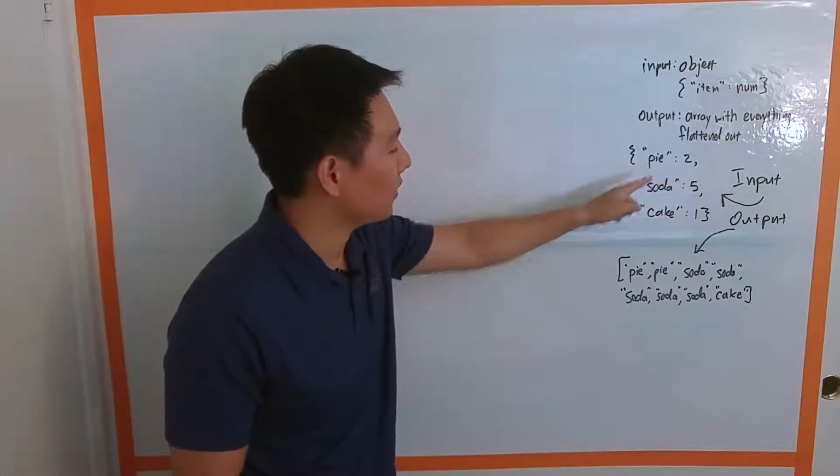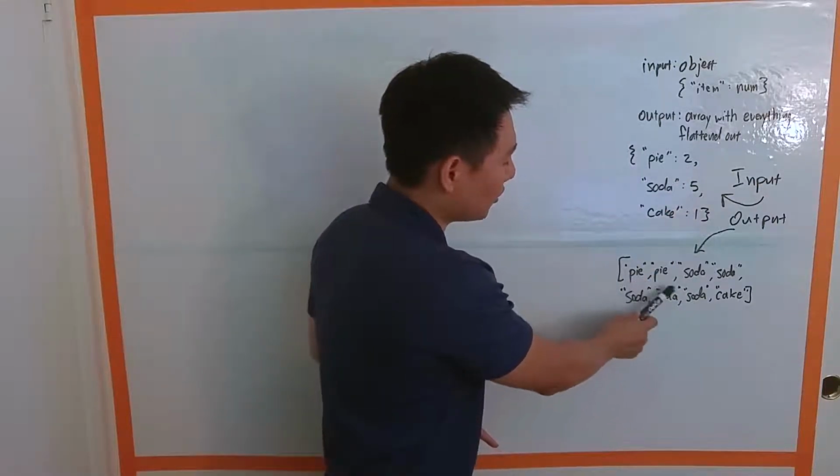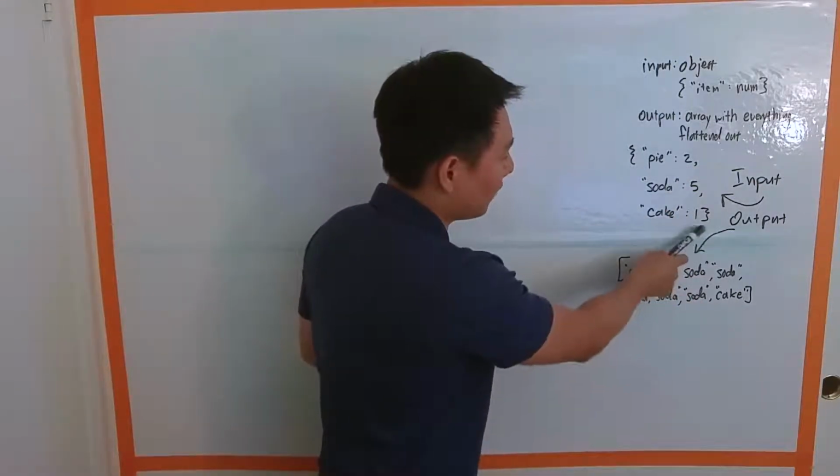If you see 2 pies, if the value is 2 with the key pie, you want 2 pies in there, 5, you want 5 sodas. If you want 1 cake.